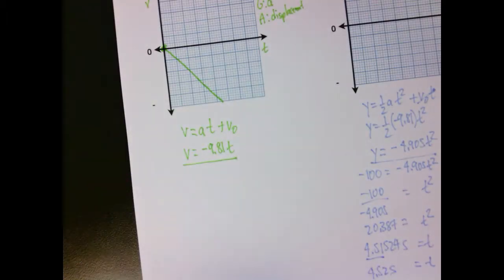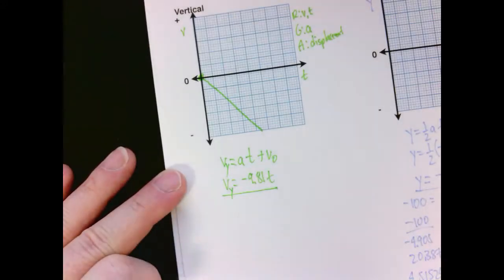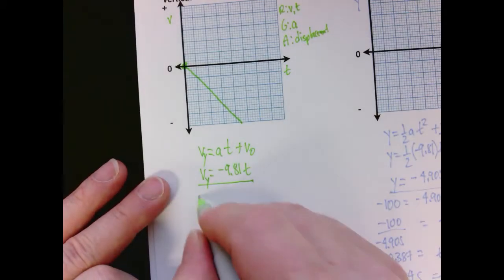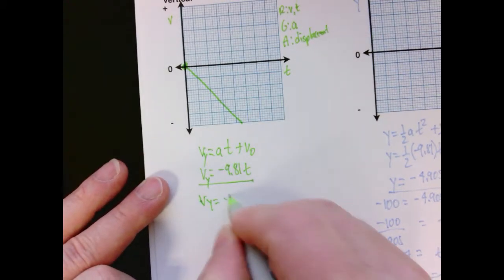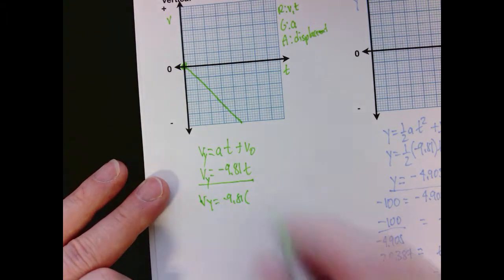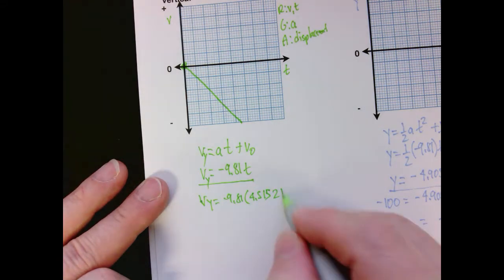So what would the velocity be? Vy, velocity in the y direction, is now going to be equal to negative 9.81 times the time, which is 4.51524.